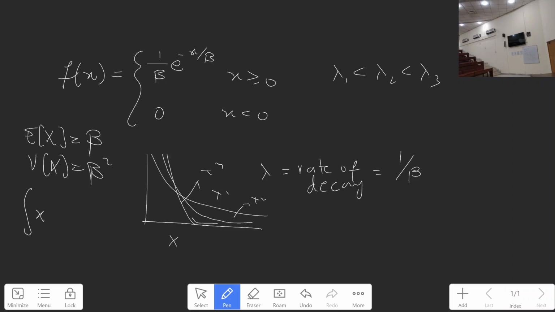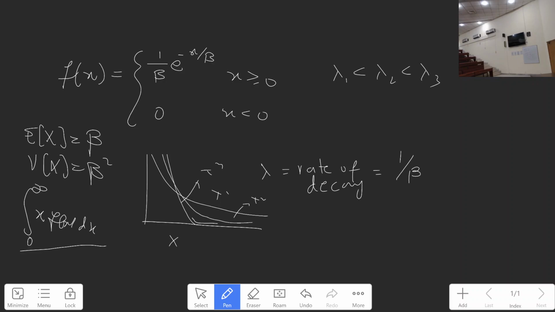Integral x fx. What will you put in fx for the exponential case? This thing. What will be the limit you will put? 0 to infinity. Why? Because it cannot be negative. Yeah. So you will put 0 to infinity. You will put this fx here, and when you solve this integral, you will get beta. So you will conclude that the mean of an exponentially distributed random variable with parameter beta is actually beta itself. Yeah, and for variance, you will actually find beta square. Okay.